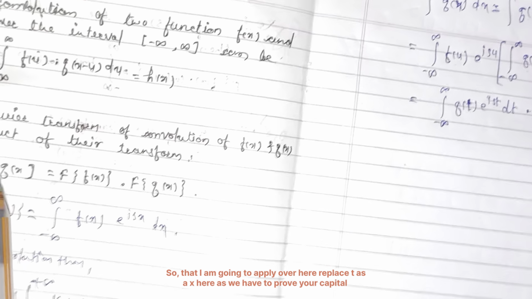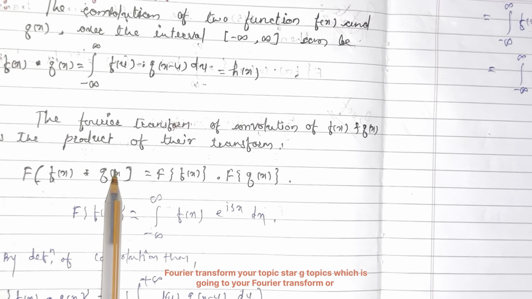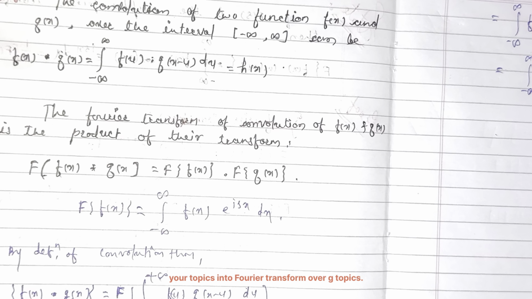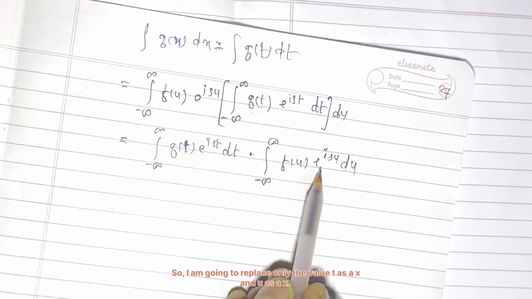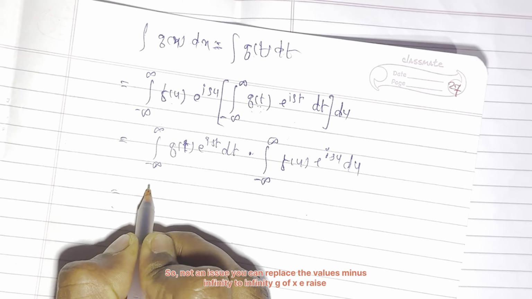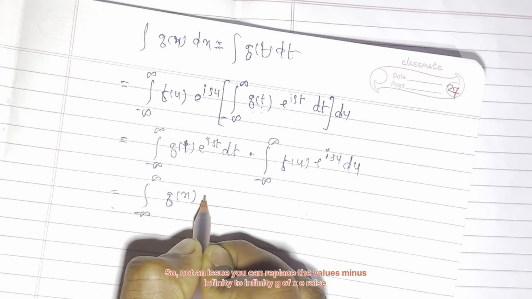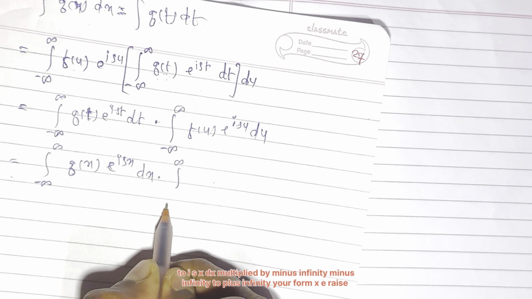As we have to prove that the Fourier transform of f of x star g of x is equal to the Fourier transform of f of x into the Fourier transform of g of x, I'm going to replace only the values t as x and u as x. Not an issue, you can replace the values. Minus infinity to infinity g of x e raised to isx dx, multiplied by minus infinity to plus infinity f of x e raised to isx dx.